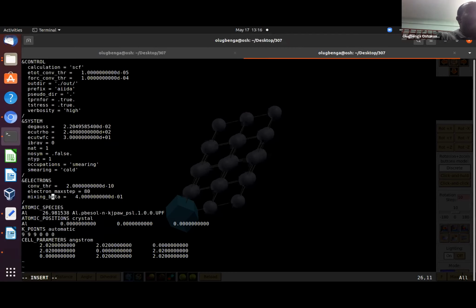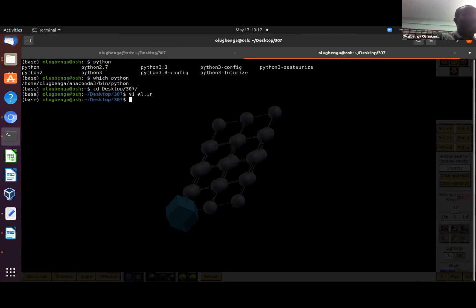From this input file, there is something I would like us to view quickly, which is we want to calculate the total energy of this system. Of a system of aluminium arranged in face-centered cubic structure, what would be the total energy? So I want to calculate the total energy of this aluminium crystal. I can easily say there is a code, pw.x, I'll say aluminium.in, then the output should go to aluminium.out.